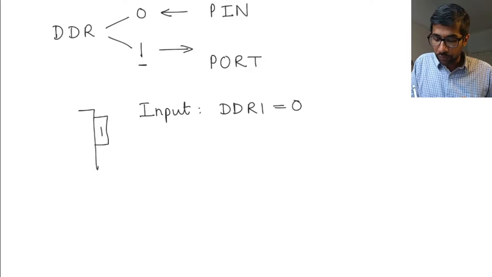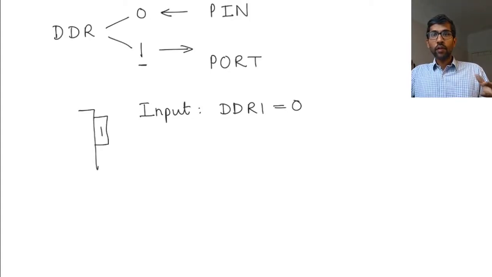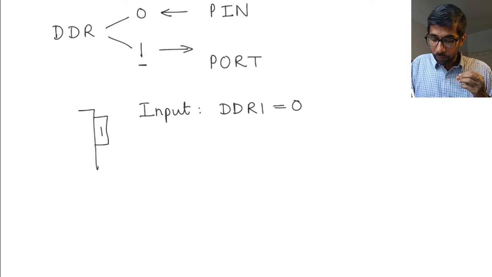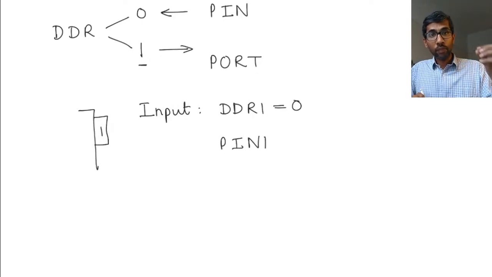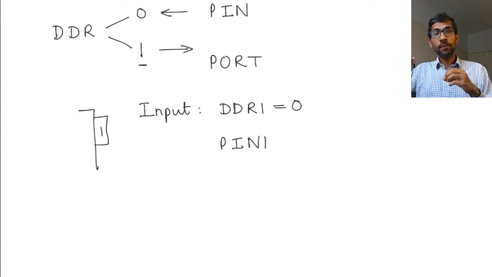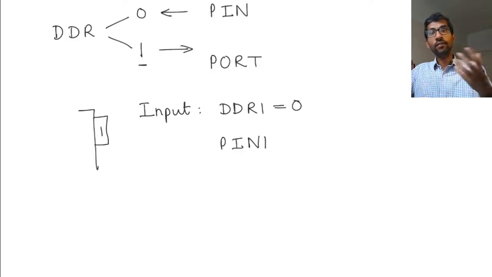Once you have done that, now you want to find out what is the input that you're reading. You want to find out what the value of the input is. Is it a 0 or is it a 1? So what are you going to do? You're going to look at the register called pin 1. And if pin 1 is 0, that means the input that you are receiving at the microcontroller pin 1 is a 0. If it is 1, it is 1.